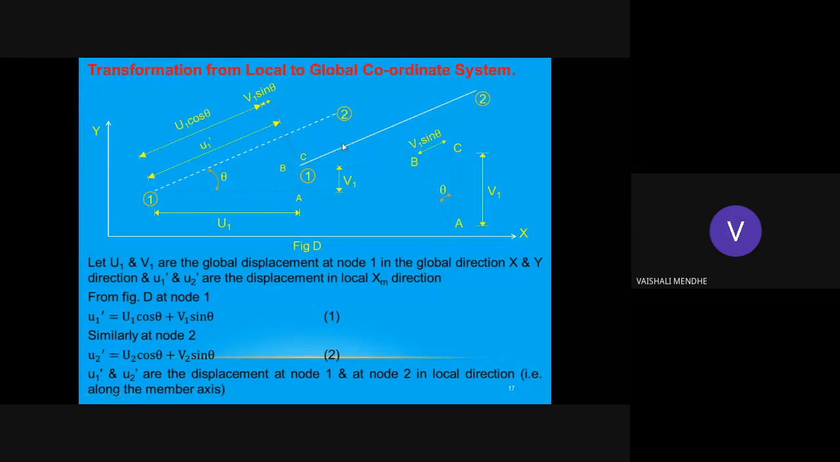If you want to denote u2 dash, from node 2 to this node 2 along this member, along this direction it will be u2, which I have not shown. I have shown only u1, v1 and u1 dash, in the global direction and in the local direction for node 1.